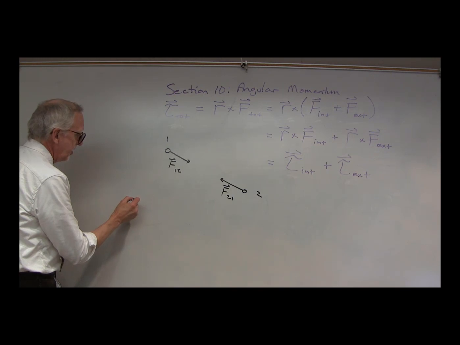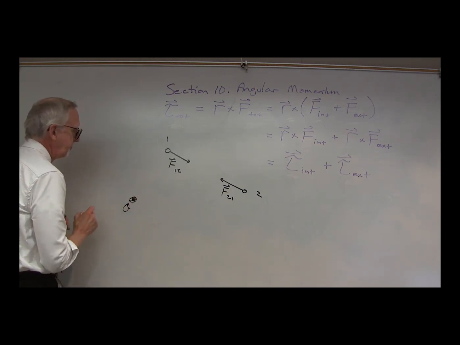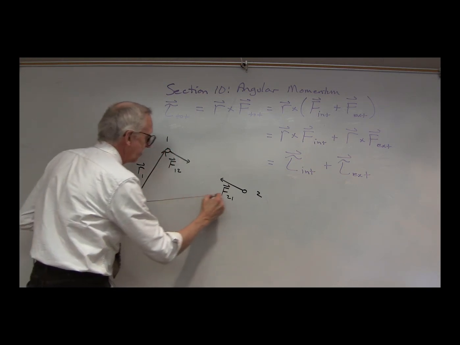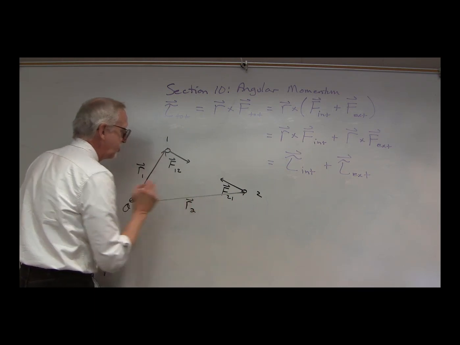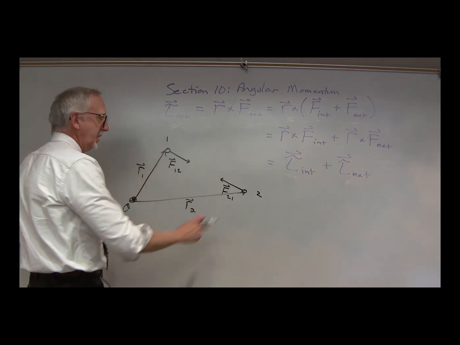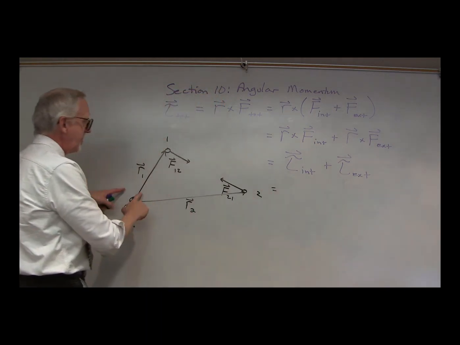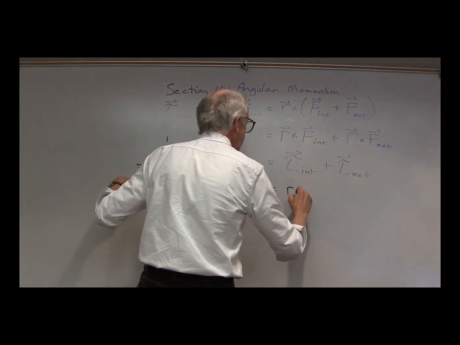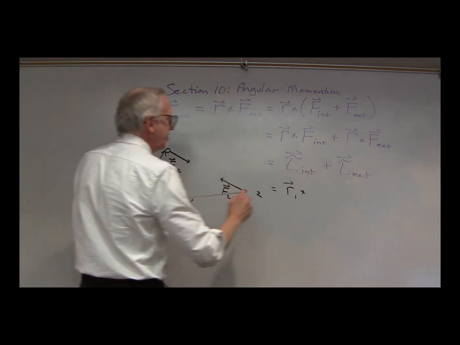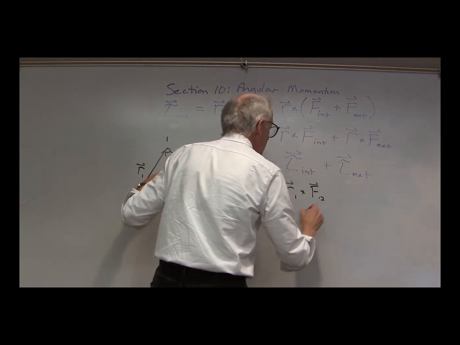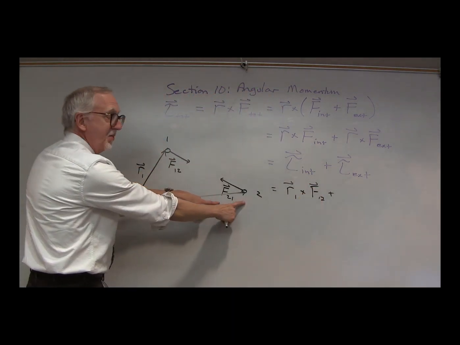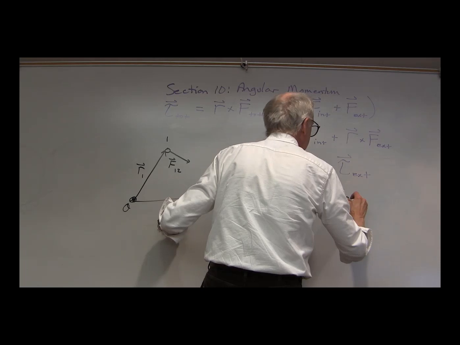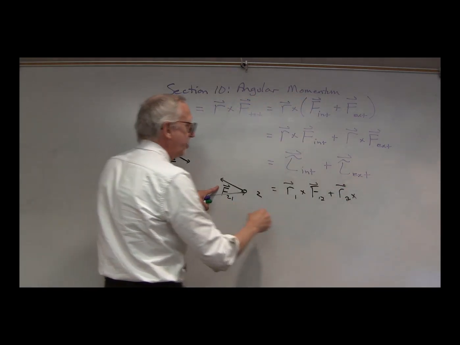Let's choose some origin. So here's some origin over here. The position vector of mass 1 will be this one, R1. The position vector of mass 2 will be this one, R2. So what are the torques acting on each? The internal torque for mass 1, just looking at these two particles, will be R1 cross F12. And then the internal torque acting on particle 2 will be R2 cross F21.